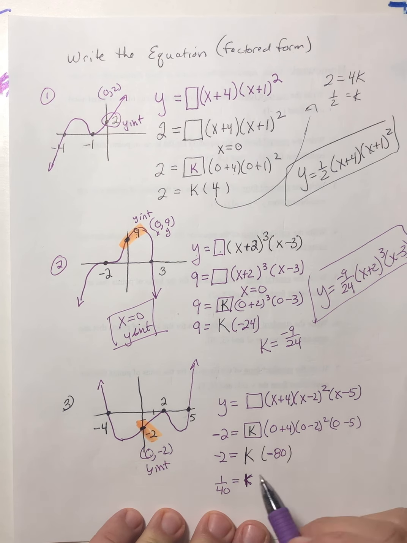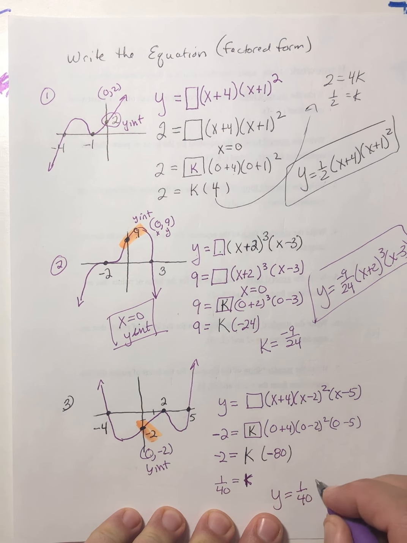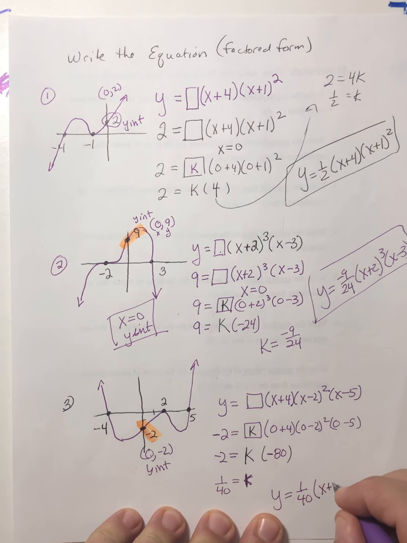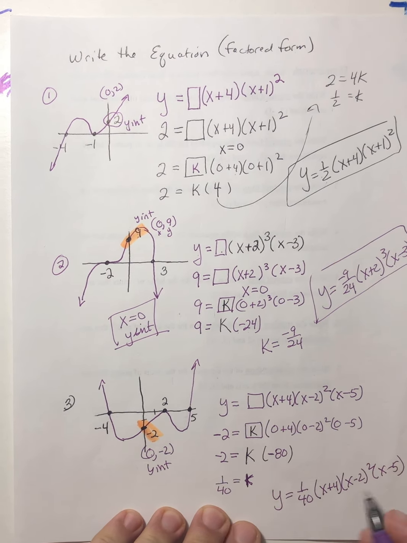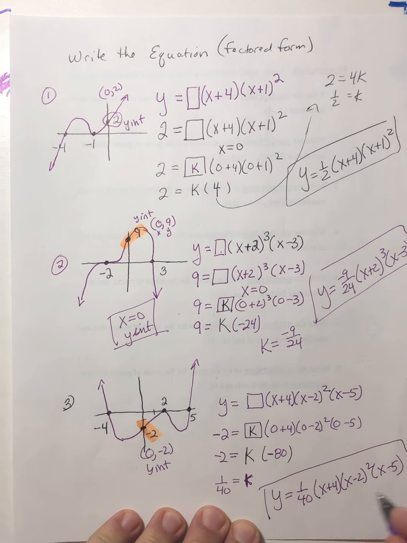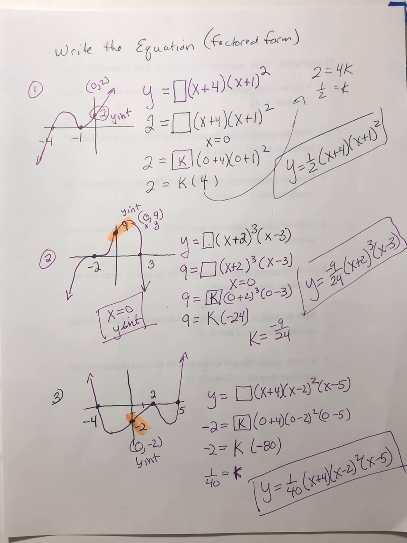All right, so now I just got to fill it out. y equals 1 over 40, parentheses, x plus 4 times an x minus 2 squared times an x minus 5. All done. And that is your video for graphing the polynomials. Or I should say sketching, because these are very rough sketches.